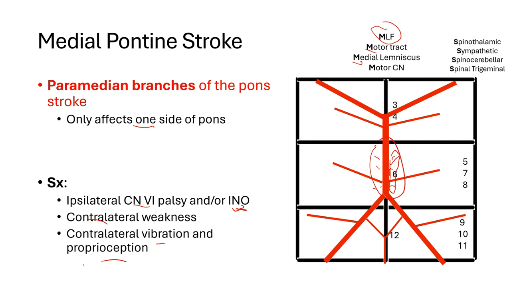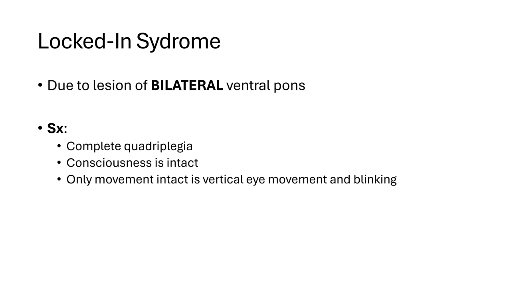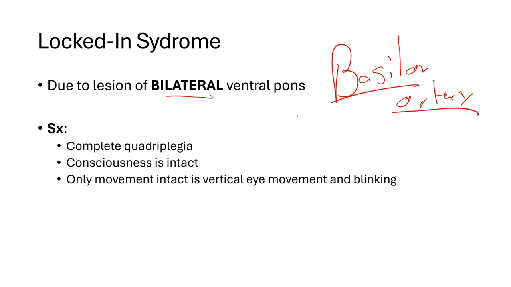Now, medial pontine stroke is not the exact same thing as locked-in syndrome, and the reason being is because it only affects one side. Instead, locked-in syndrome is due to bilateral ventral pons lesions, and this is due to a basilar artery stroke. The full artery is damaged. Thus, both the right and the left medial pons are going to be damaged. This presents with damage, again, to that motor tract, the corticospinal, all those motor tracts. Thus, you're going to have complete quadriplegia.